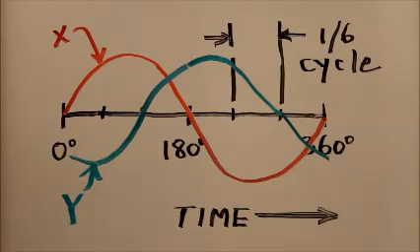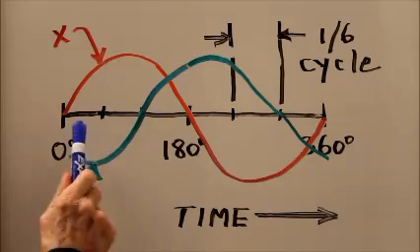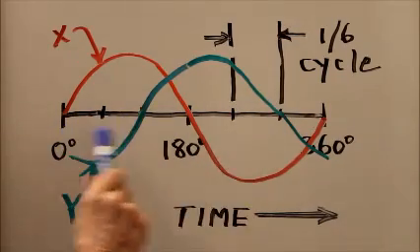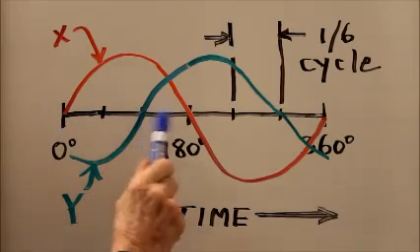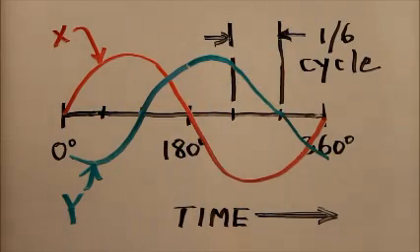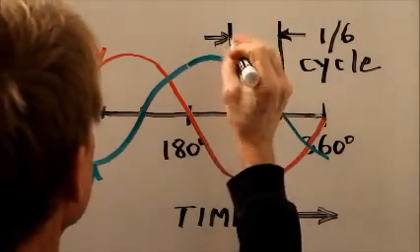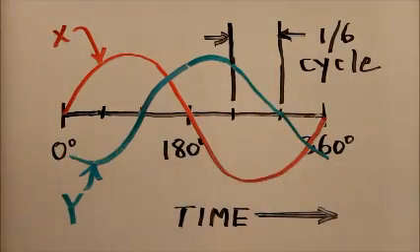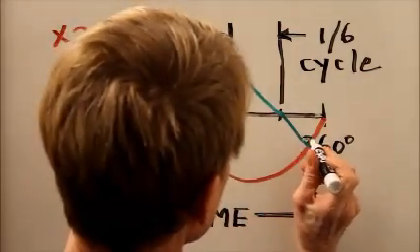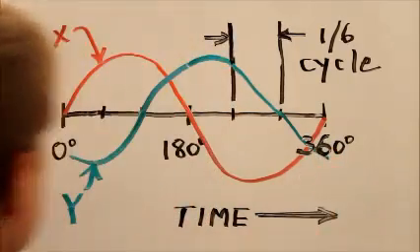Wave x leads wave y by 120 degrees. That means wave x occurs earlier in time than wave y does. Now, 120 degrees, here's one complete wave cycle of 360 degrees. Each one of these divisions is a sixth of a cycle. That is the equivalent of 60 degrees of phase, because 60 times 6 equals 360.